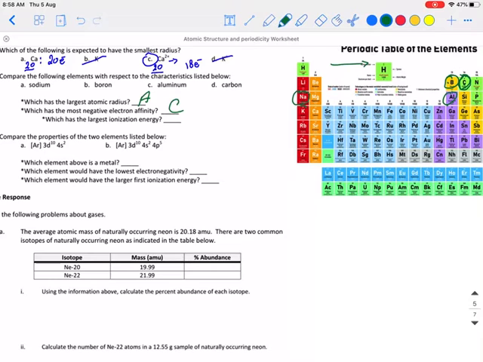Which has the largest ionization energy? Ionization energy, like electron affinity, increases across the period and decreases down the group. So, carbon, which means part D is the option. So also here, part D is the option.